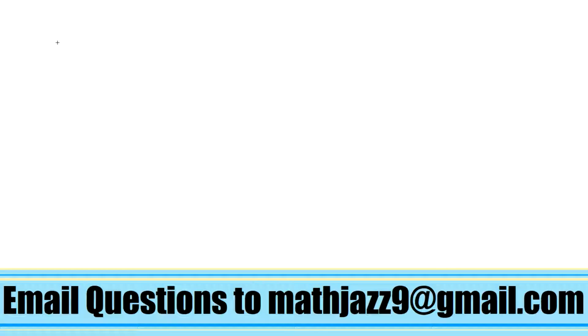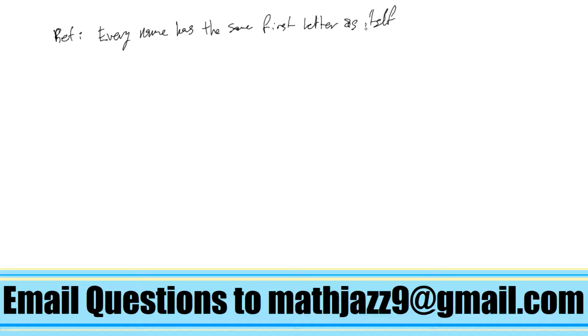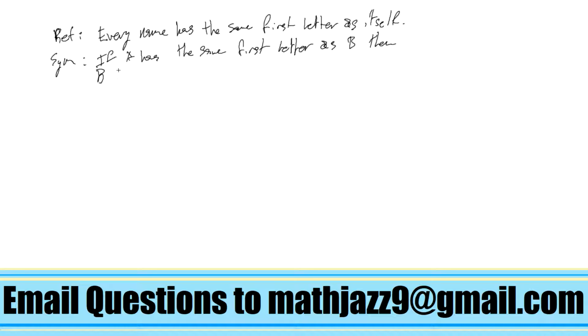So, I guess reflexive isn't hard, and none of it's really all that hard, but reflexive is pretty easy. It's like every name has the same first letter as itself. That's reflexive. Symmetric, that if A has the same first letter as B, then B has the same first letter as A.